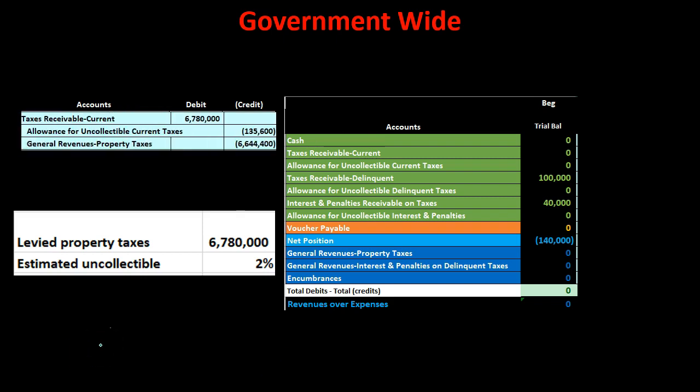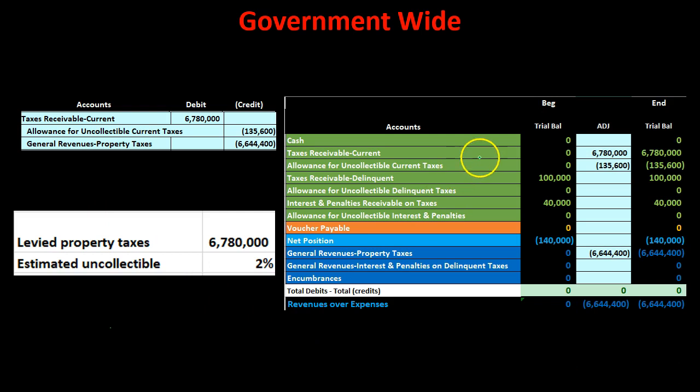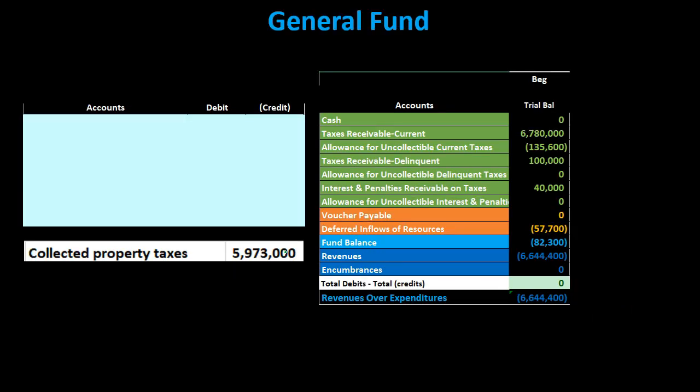So we will once again have the debit to the taxes receivable current. We're going to credit the allowance, and then we're going to call the revenue account general revenue for the property taxes. We're going to give it a bit more detail in terms of the types of revenue account within the general fund. Posting this out, then the receivable is increasing once again. The allowance is increasing. The difference between the two is what we expect to collect. We are then increasing the revenue account, now being called general revenue for the property taxes.